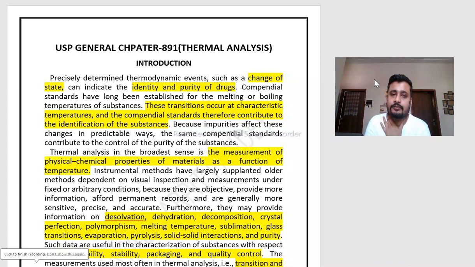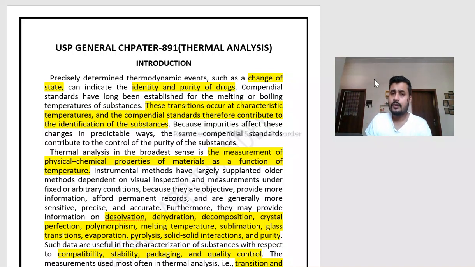Today's topic is USP General Chapter 891, which is thermal analysis. In today's pharma sector, thermal analysis is a very important topic, where with the help of thermal analysis, thermodynamic events such as change of state can indicate the identity and purity of drugs.